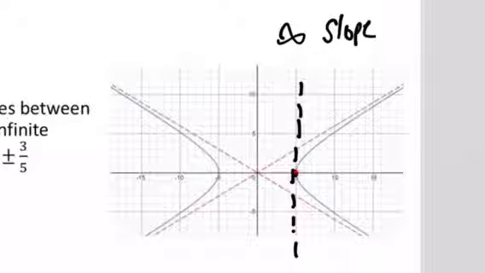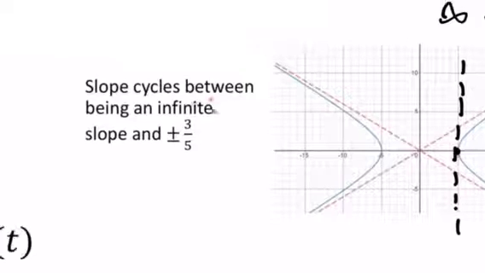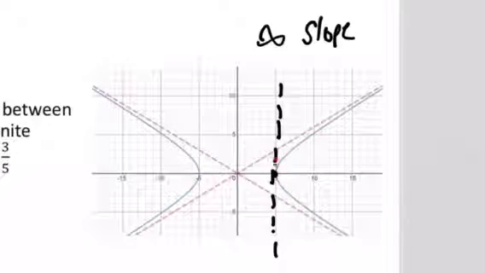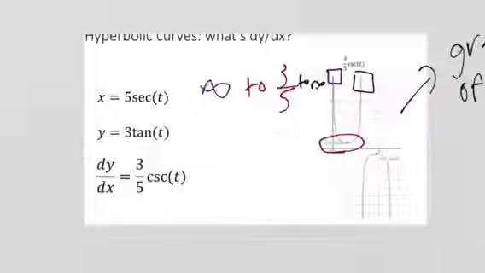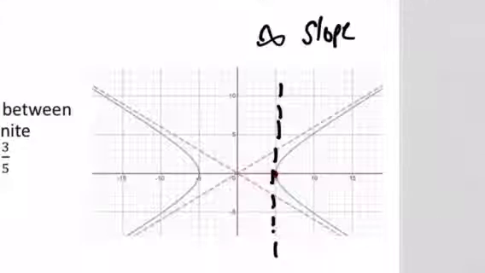But then the point goes off like this, and it's approaching this line. And what do you think the slope of that line is? The slope of that line is 3/5. So what's happening is we start at infinity, and we're approaching a slope of 3/5. Then the point hops down here where the slope is still 3/5, but now it's going from 3/5 back to an infinite slope. So it starts at infinity, goes down to a slope of 3/5, and then goes back to infinity.